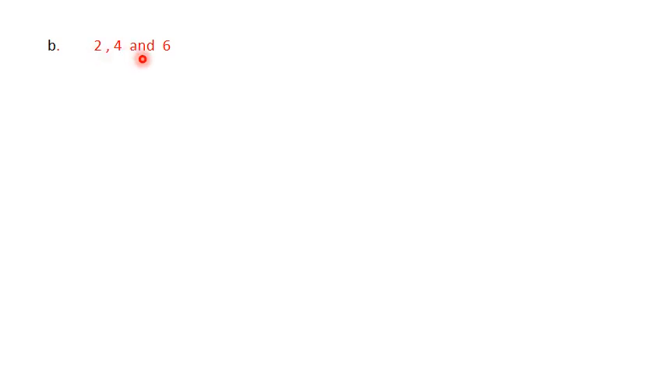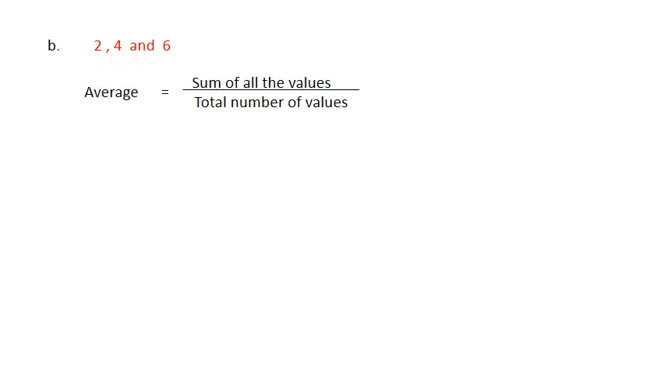2, 4 and 6. We want to find out the average of these numbers. So first what we'll do? We'll write down the formula. Average is equal to sum of all the values divided by total number of values. Now sum of all the values: 2 plus 4 plus 6. And total number of values? 1, 2 and 3. So we'll write down here 2 plus 4 plus 6 divided by 3.